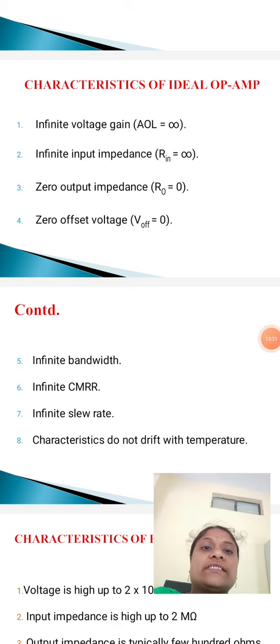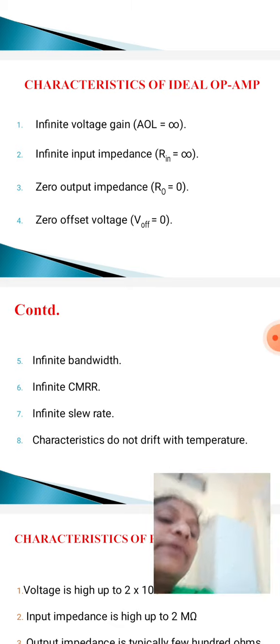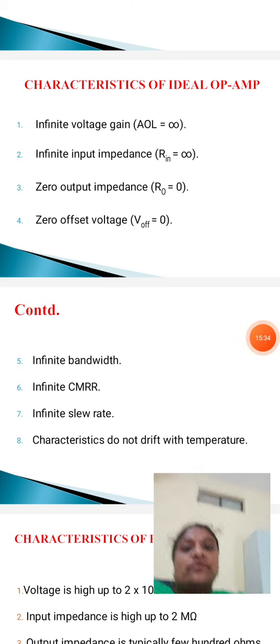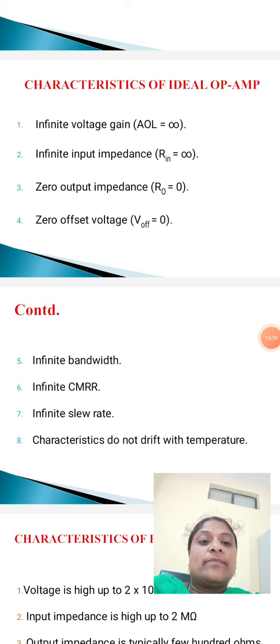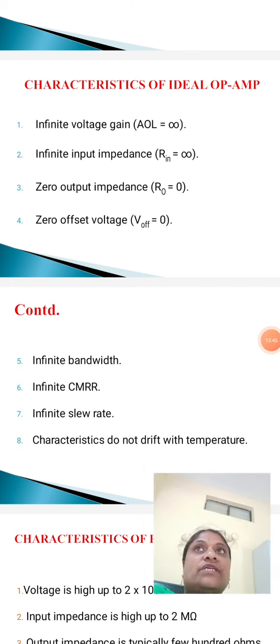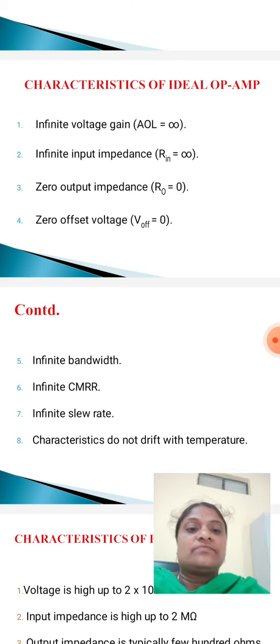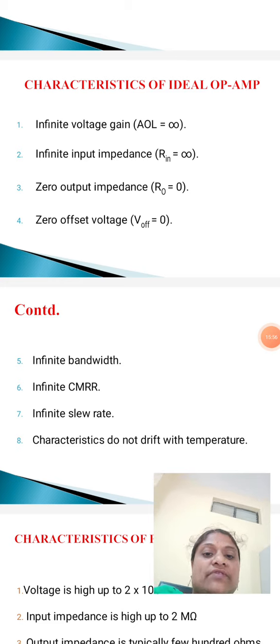The third characteristic of an ideal op-amp is that output impedance is 0. Output impedance is denoted by R naught, and it is 0. The fourth characteristic of an ideal op-amp is that offset voltage is 0. Offset voltage is denoted by V of, which is equal to 0. Therefore, offset voltage is 0 in the case of an ideal operational amplifier.